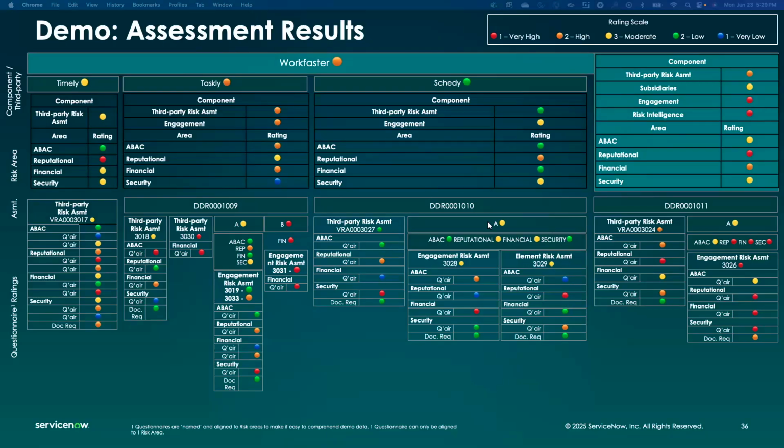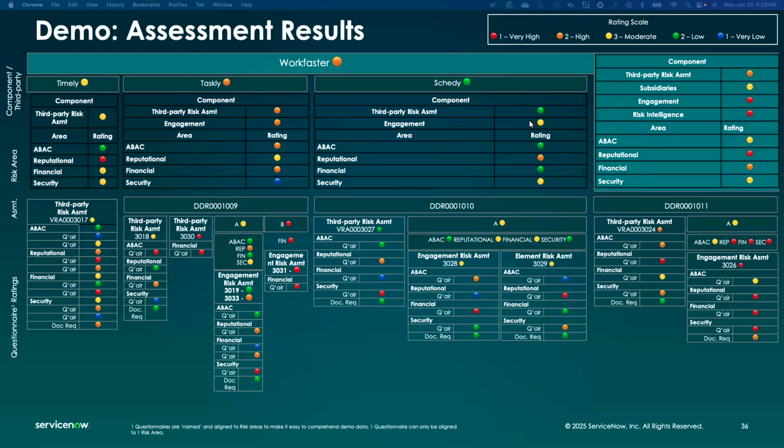The point to be noted here is that this engagement has an engagement risk assessment and an element risk assessment. All of this together rolls up into your components. So the third-party risk assessment here rolls up into this component. For engagement, it is determined from these two. At the engagement level, the components are defined to be engagement risk assessment and element risk assessment. So then you get the result that is created for engagement. Okay, so that is what we are going to review.